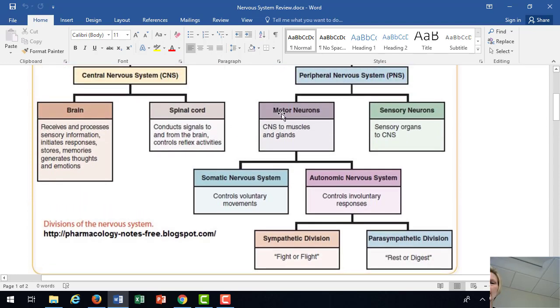And then for motor neurons, that's outgoing information. You could write outgoing. And sensory, you would say incoming information.